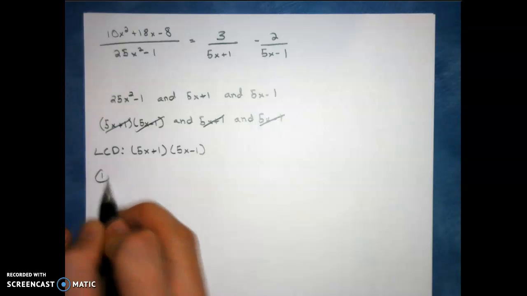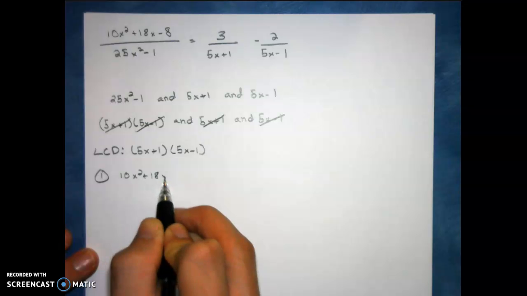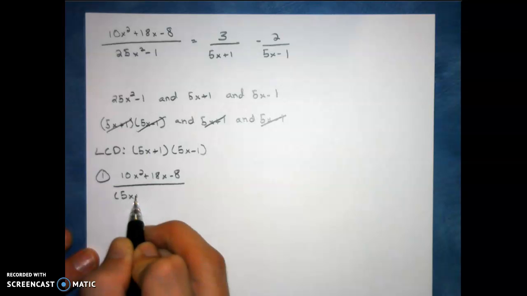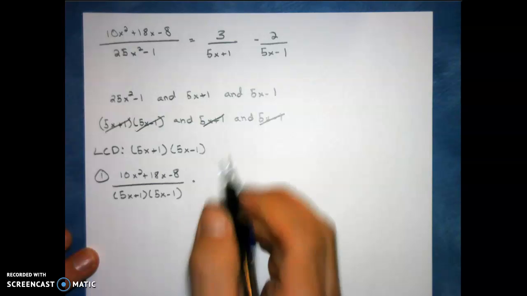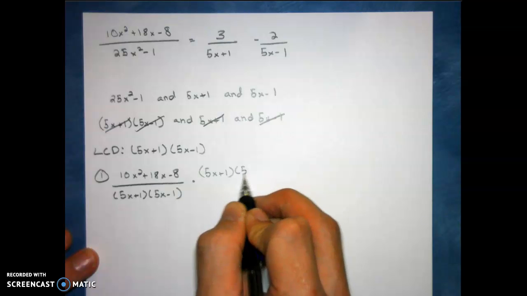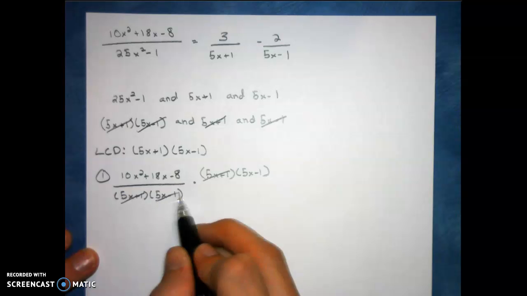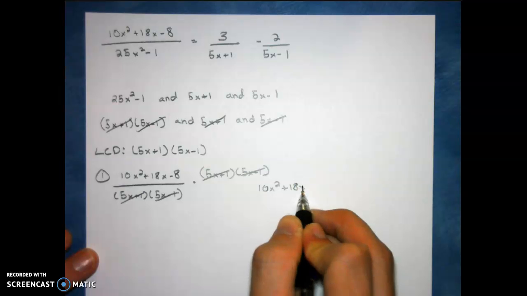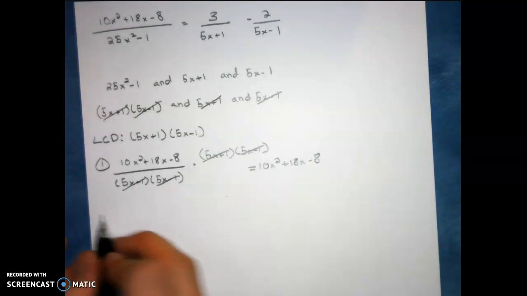So I'm going to start with the first one. I'm going to leave the top not factored, bottom factored because we're looking for cancel. All right, then we multiply by my LCD. Get a cancel here. Then we're left with 10x squared plus 18x minus 8. Okay, so that's what we got for the first one.